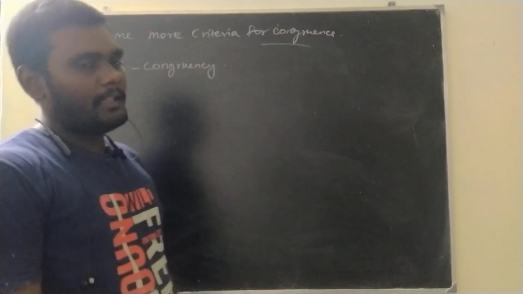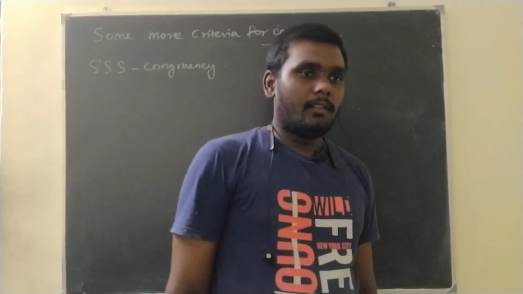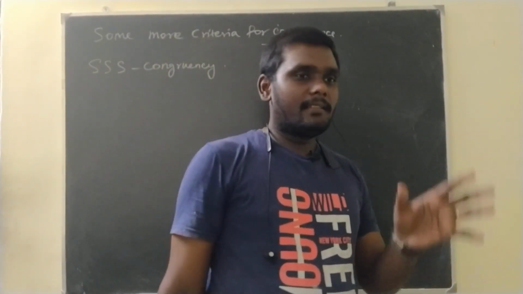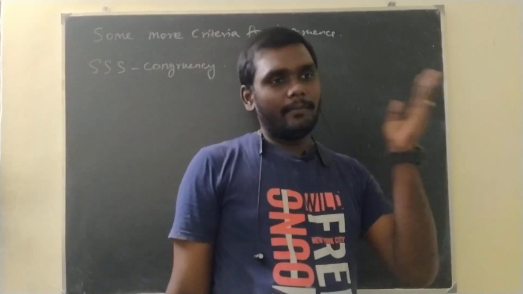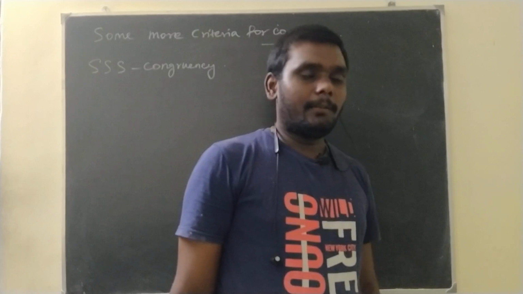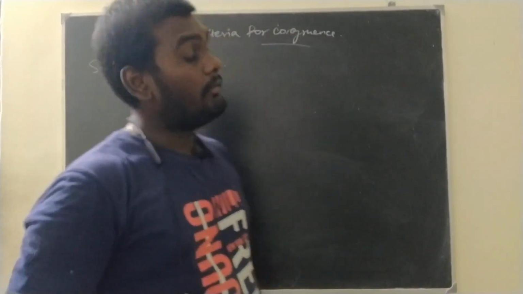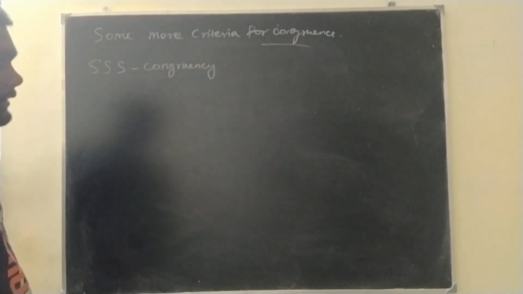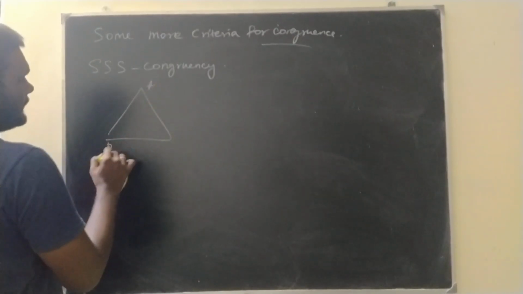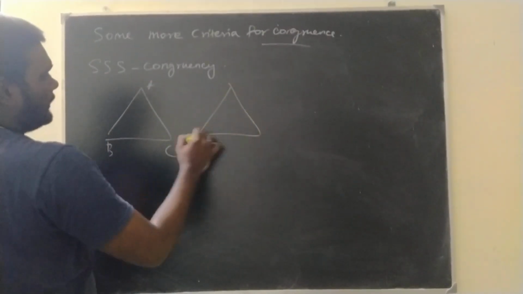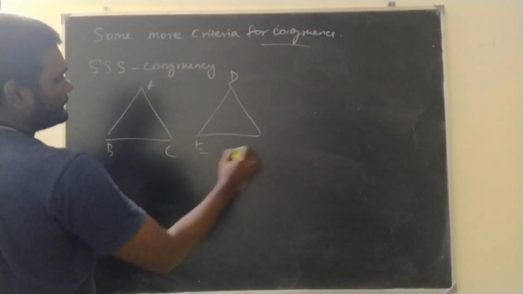As we discussed earlier, S stands for side. So, the sides of a triangle are equal to the sides of the other triangle. Corresponding sides are equal. Then we can say the two triangles are congruent. For example, this triangle ABC as usual and this triangle DEF.